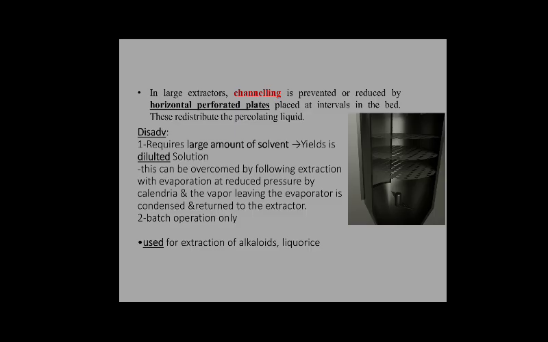In large extractors, channeling is prevented or reduced by horizontal perforated plates placed at intervals in the bed. This redistributes the percolating liquid. Disadvantage: requires a large amount of solvent, and the yield is very dilute. Used for extraction of alkaloids and licorice.